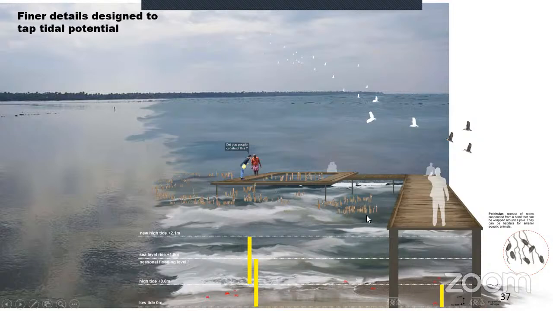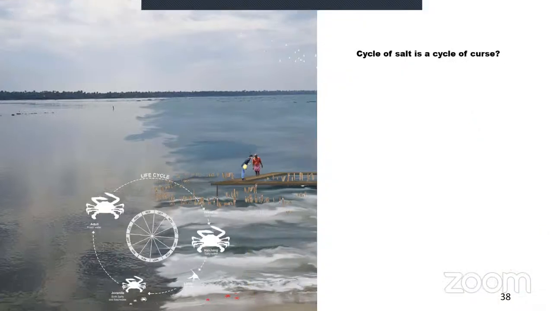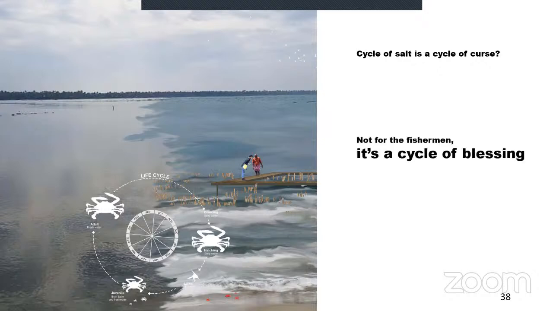So in a high tide region, the aquatic species will stick to these structures or to the land here, and then they could be harnessed. So this really harnesses the intelligence of the ecosystem. And if you look at these species in their life cycle, during specific phases, they require salt water, and during the adult life, they require fresh water. So even the ecological species are suited to this cycle of salt and water. So this cycle of salt, which is a curse for farmers before, which is why they constructed the salt barrier, is actually a cycle of blessing for fishermen.